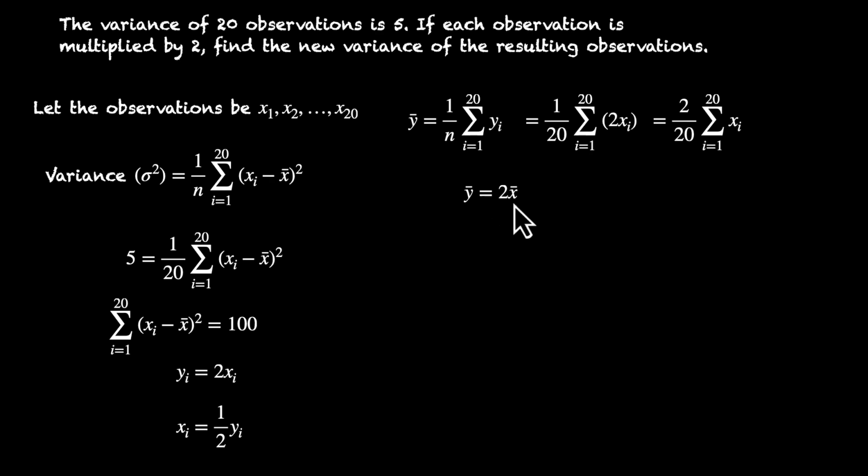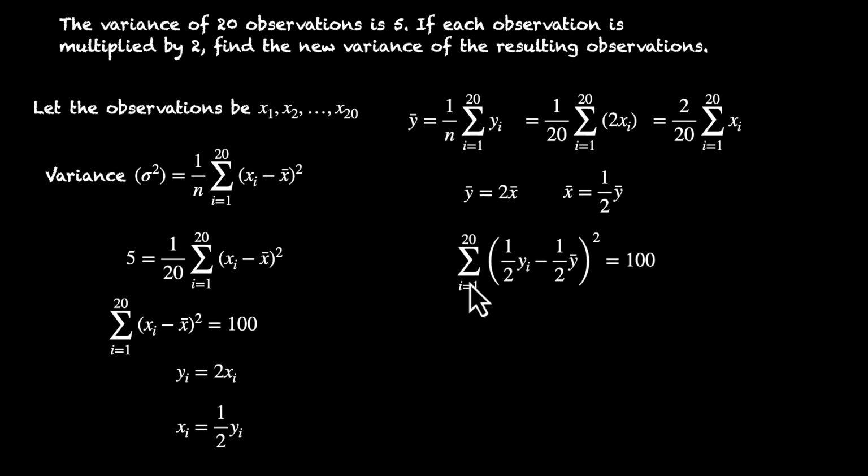The mean actually doubles. So if you multiply each observation by 2, our mean doubles. We can also write this as x bar is equal to half of y bar. This means our previous mean is equal to half of our new mean. So if our previous terms are half of our new terms and our previous mean is half of our new mean, let's replace xi and x bar in this formula to get yi minus y bar. We have summation i equals 1 to 20 of xi minus x bar squared equals 100. xi is half of yi and x bar is half of y bar. So replacing them, we get half of yi minus half of y bar squared. Summation of that is equal to 100.